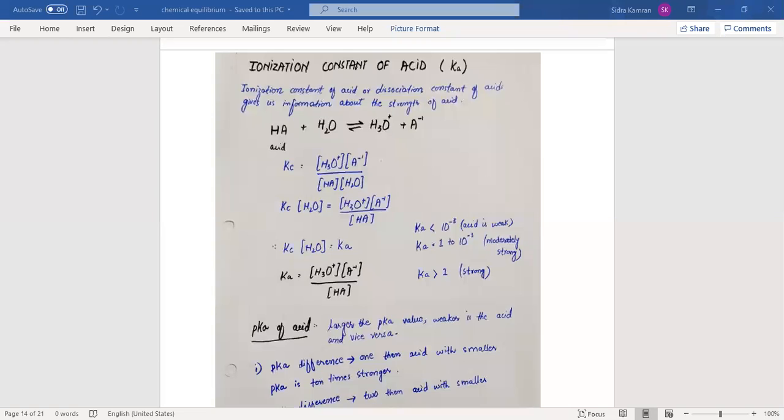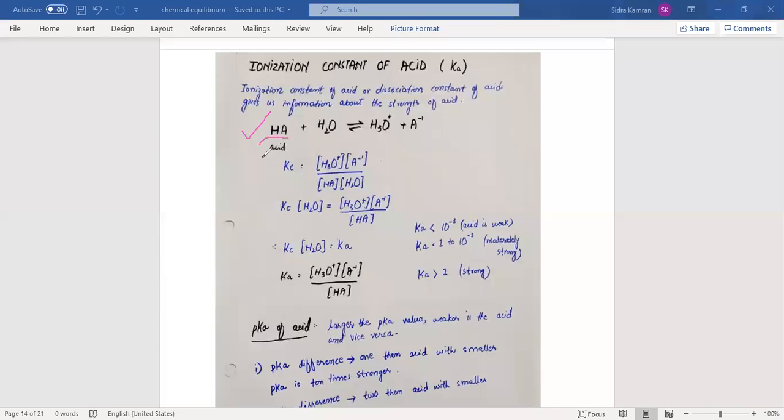Okay, let's talk about the ionization constant of acid. The ionization constant or dissociation constant of acid basically gives us information about the strength of the acid, how strong, weak, or moderately strong the acid is. Let's derive the ionization constant of acid in the same way that we did for the ionic product of water. Here you can see the equation.